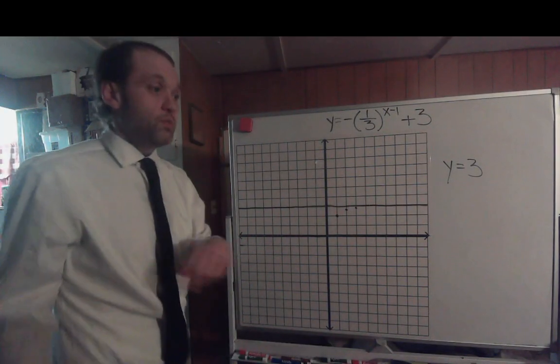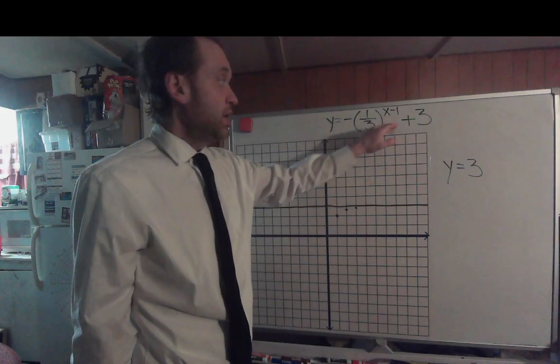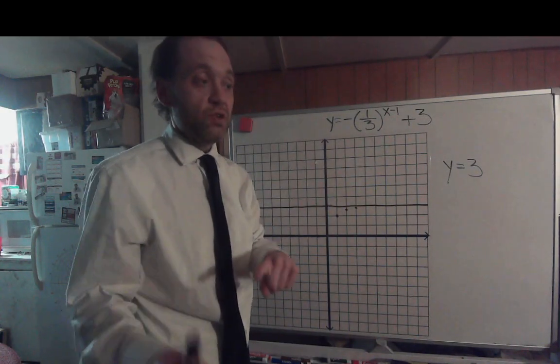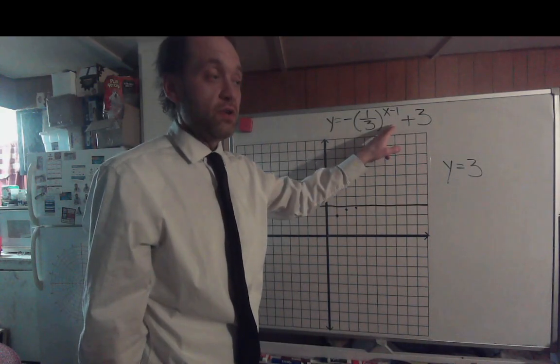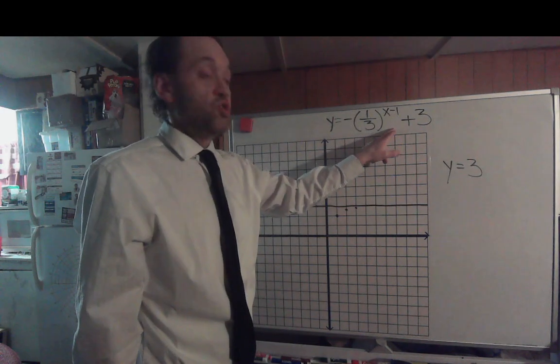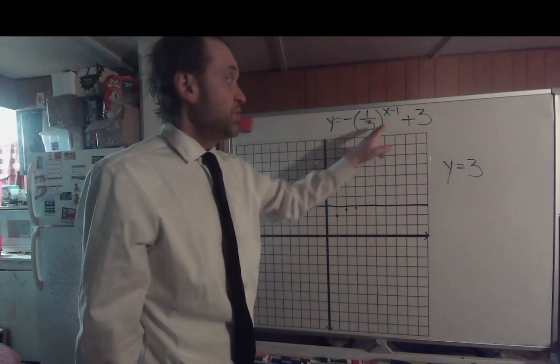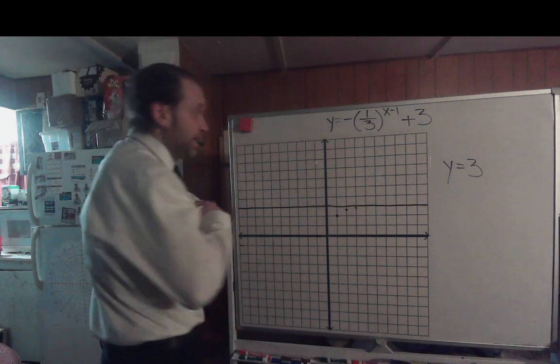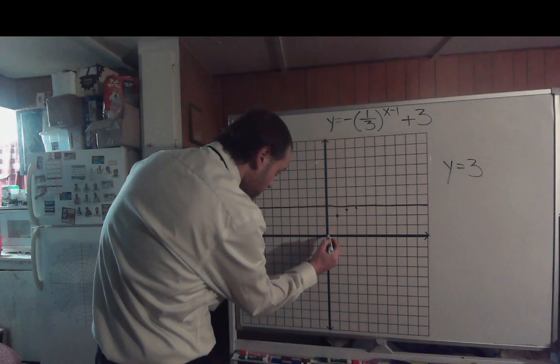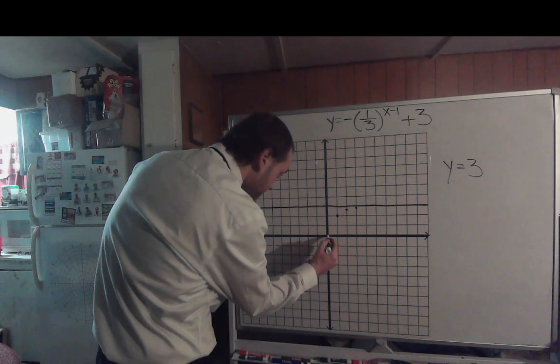So when x is 0, you get -1. What's 1/3 to the negative first power? That's the same as 3 to the positive first, which would just be 3. If you negate that, you get -3 plus 3 is 0. So when x is 0, y is also 0. So you'll have the point 0, 0.